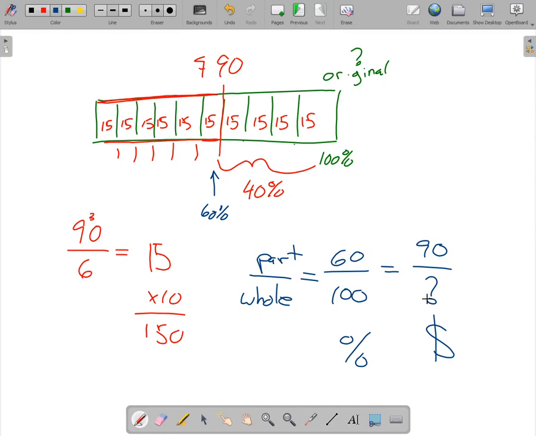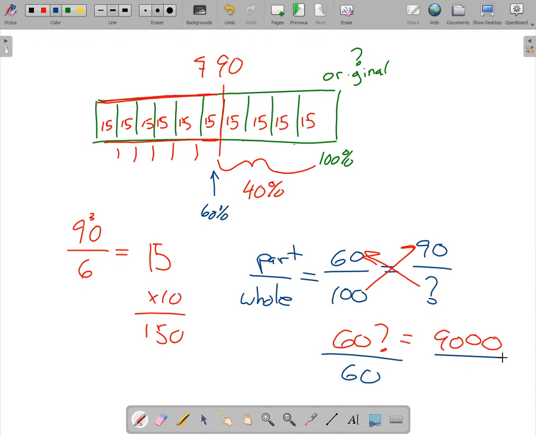So the picture shows how to set up the proportion. How do we solve the proportion? We'd cross multiply. So that's going to give us 100 times 90, and then 60 times question mark. And then we just divide by the 60. If we finish that, we should get the answer that we're looking for, which in this case is going to be the 150.